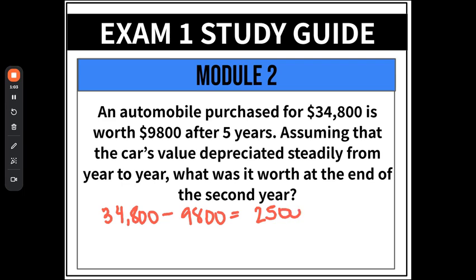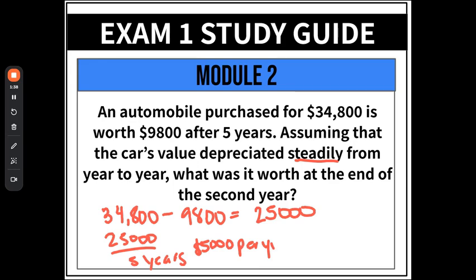So now from this number here, we want to figure out, since the car's value was depreciating steadily, that means the same amount each year over 5 years. So that means we can take the amount of money it depreciated, divide it by 5 years, and see what we get. So 25,000 divided by 5 years gets us $5,000 per year.